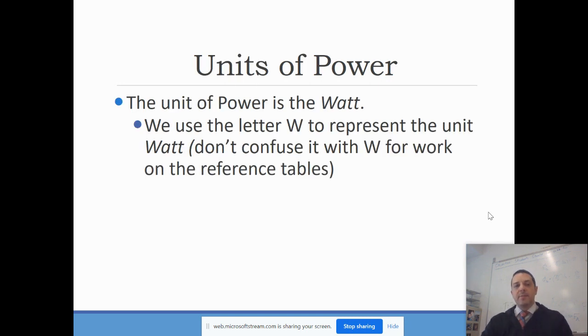The unit of power is the watt. We use the capital letter W to represent the symbol for watt, and also to represent work. Oftentimes you'll see me just write out watt, but please be careful not to confuse the capital W for work with the unit W for watts. And 1 watt is equal to a joule per second.